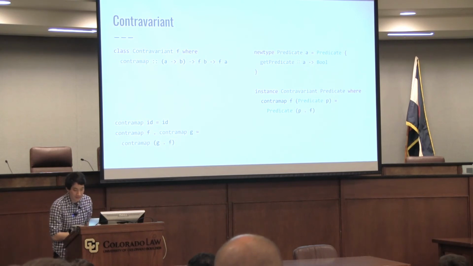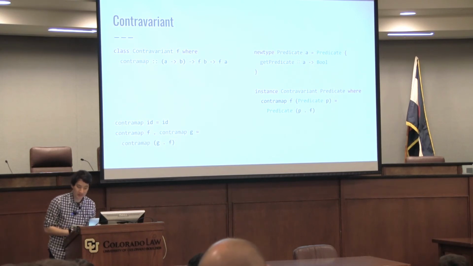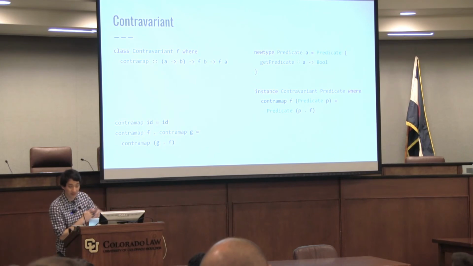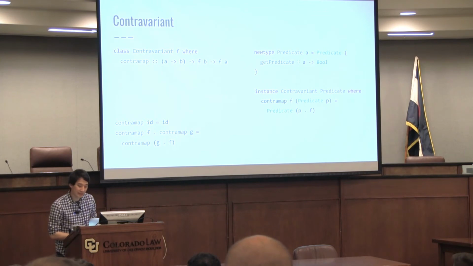So this F, when composed with the predicate, but in this direction, so it's kind of like F runs first, and then the result gets fed into P, the predicate. So that's how you contramap over a contravariant function.